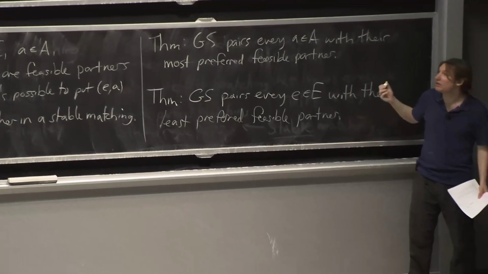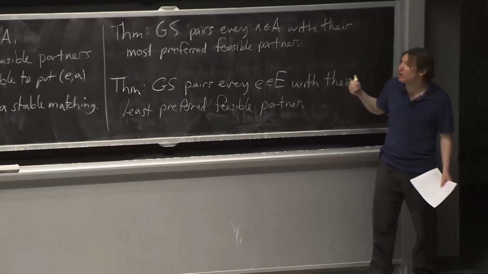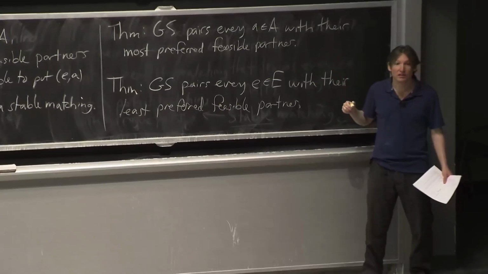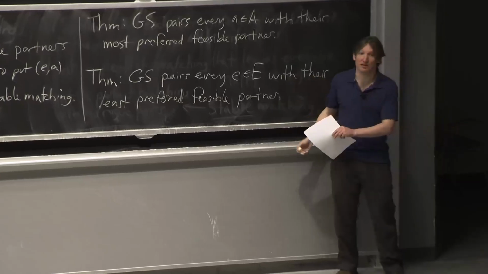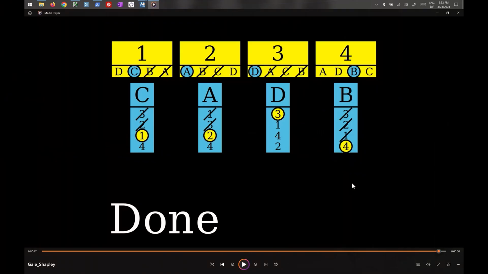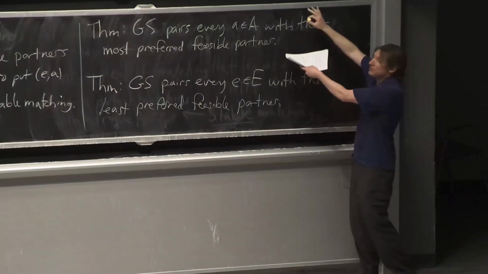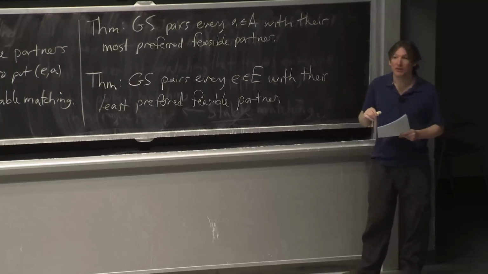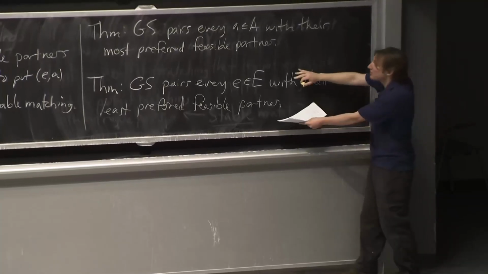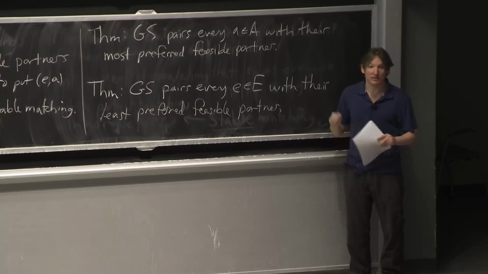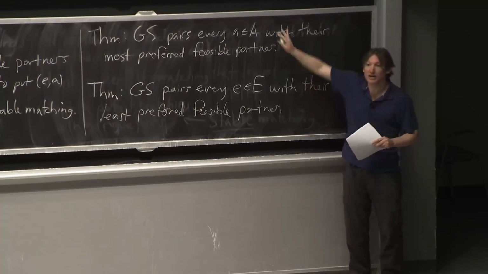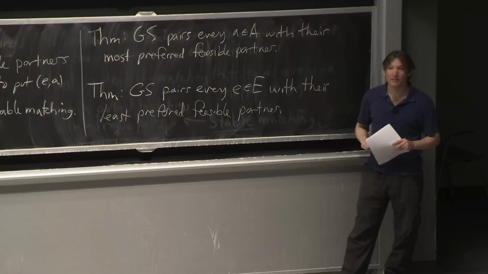Because evaluator 1 ended up with partner C, there is no stable matching that pairs 1 with anyone worse than C. There's no stable matching that pairs 1 with B. There's no stable matching that pairs 1 with A. So it's best for all of the applicants at the same time, and simultaneously worst for all of the evaluators at the same time. This single matching that Gale-Shapley returns has all of these properties in it.